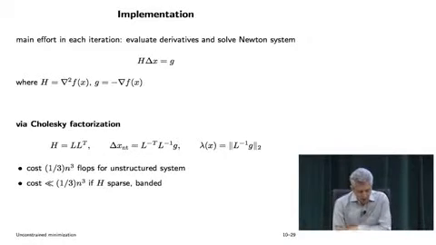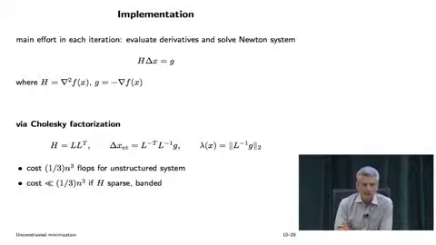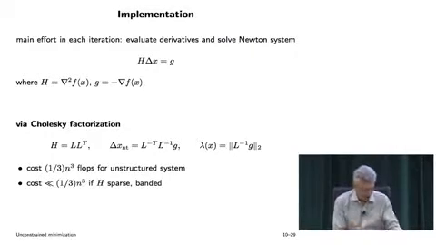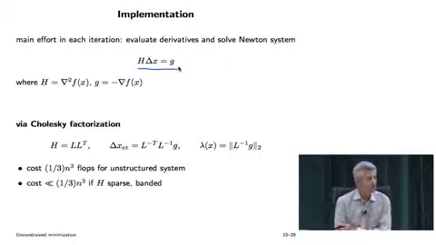Okay, so in the 60s, and this was mostly in the West, what happened was Newton's method kind of went out of favor. The reason was everybody focused on, oh my God, you have to solve this equation here, a set of linear equations.